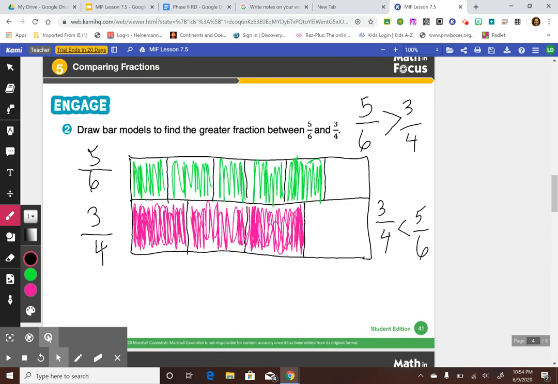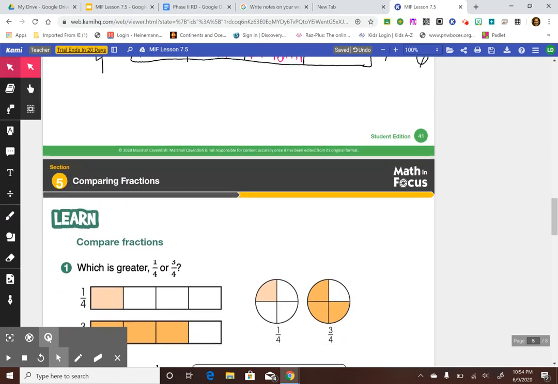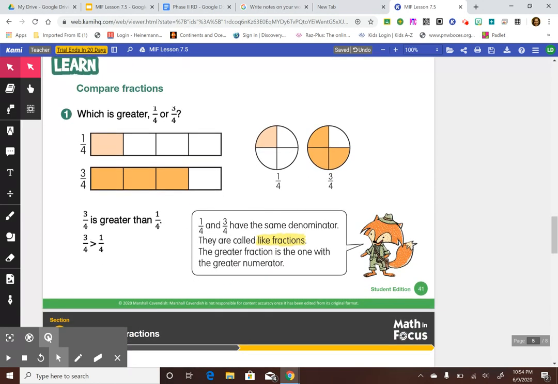This is how you can draw your own bar models, boys and girls, to find the greater or the lesser fraction when you're comparing fractions from the same size whole. Let's see what your Math and Focus book says is a good strategy to use. Take a look. Can you see this in the model?